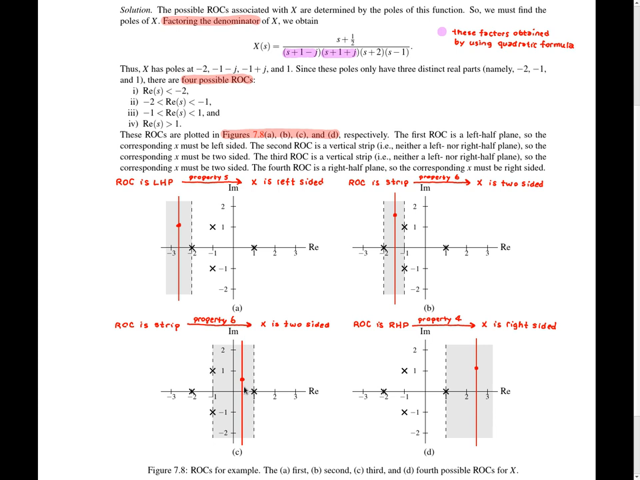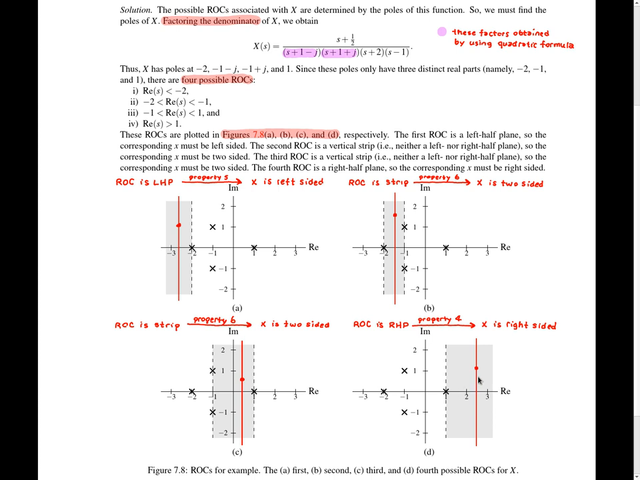So this vertical line will expand leftward until it hits this pair of complex conjugate poles at -1 plus and minus j, and the vertical line will expand rightward until it hits this pole at +1. So this gives us a vertical strip for our region of convergence.